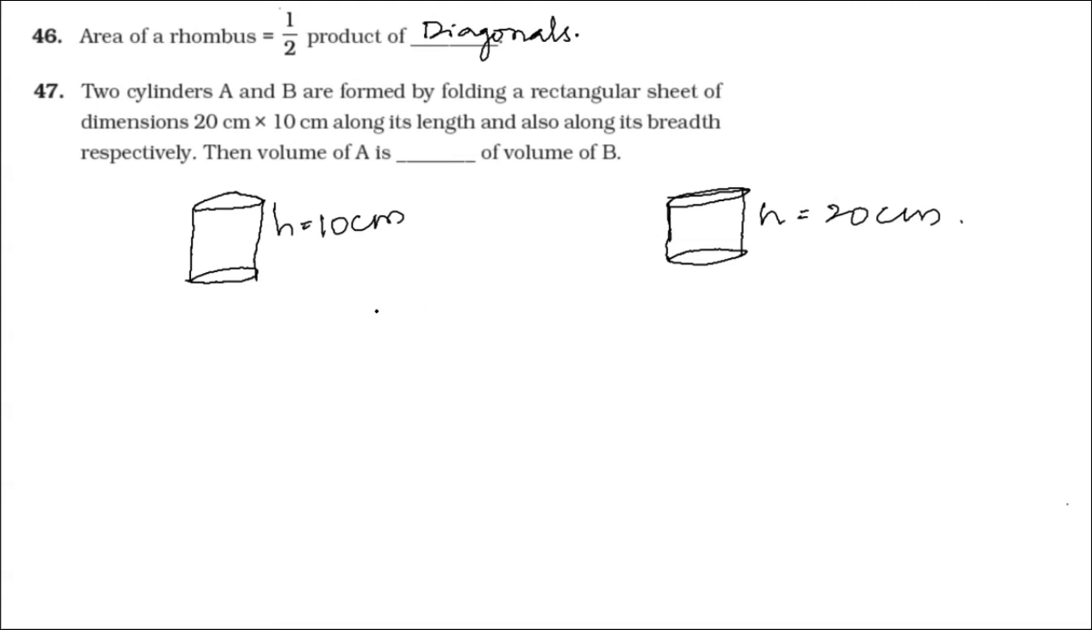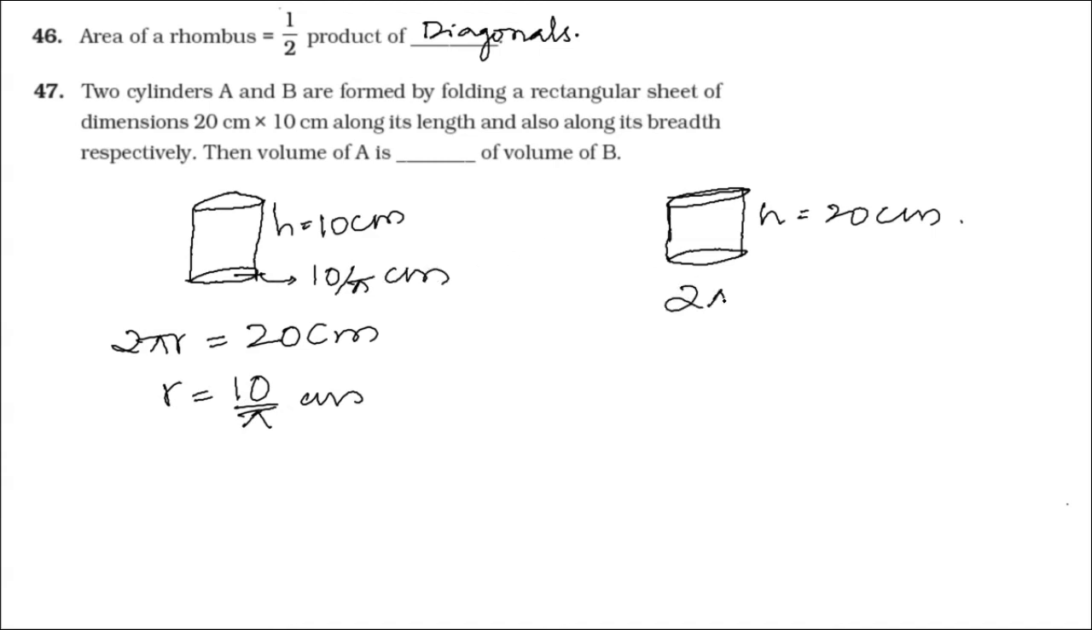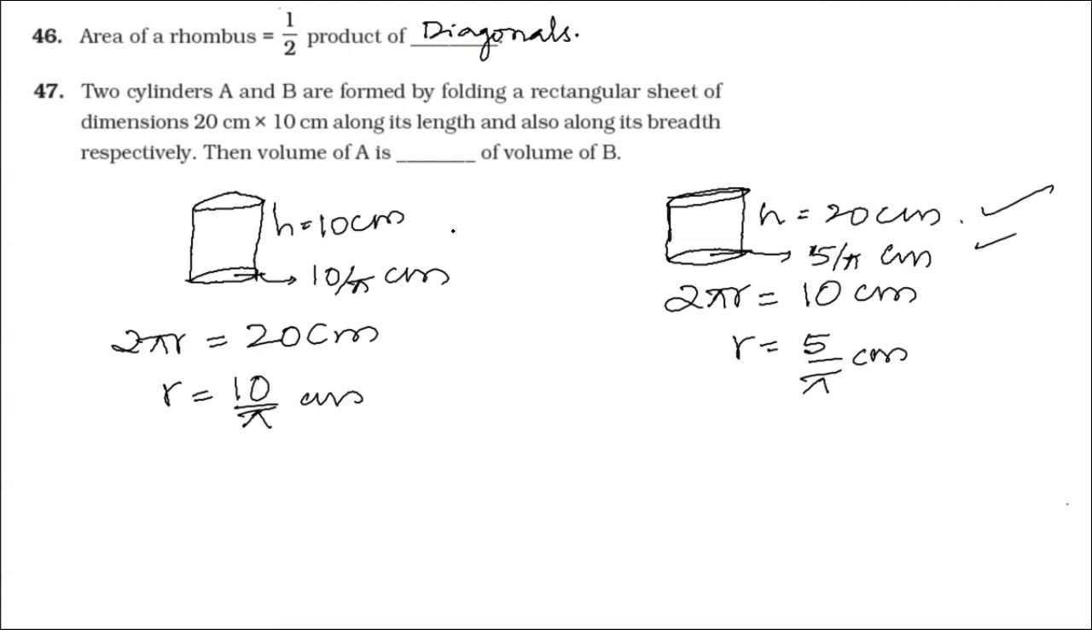We all know that the circumference of this particular figure will be 20 centimeter. So 2 pi r is equal to 20 centimeter. If you find r, it will be equal to 10 by pi centimeter. This radius will be 10 by pi centimeter. For this one, the circumference is 10 centimeter, so the radius will be equal to 5 by pi centimeter. Now we have the radius and the height.